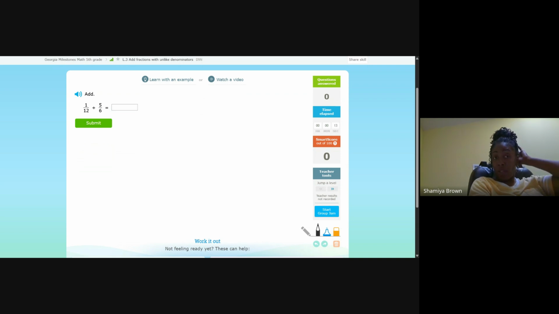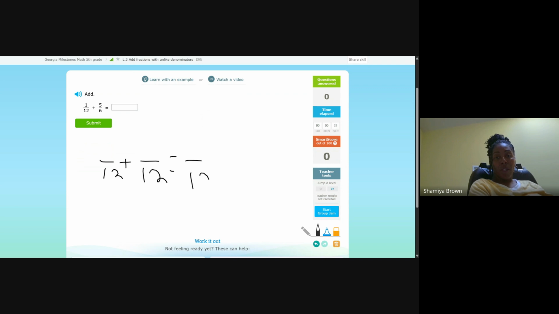I know that 12 is going to be my common denominator for 12 and 6 because 6 can go into 12. And I will have something over 12 plus something over 12 equals something over 12. And just in case you forgot how to find common denominators, you list your multiples for each number. So I have 12 and I have 6.